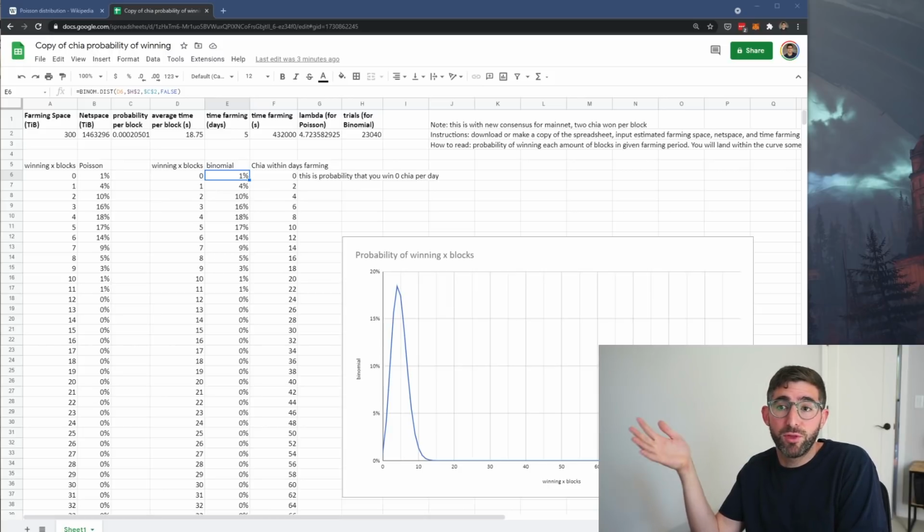So if you're running more than one copy of a full node in your house, unless you really know what you're doing with the network, don't do that. Just run one, and you run these things called harvesters.